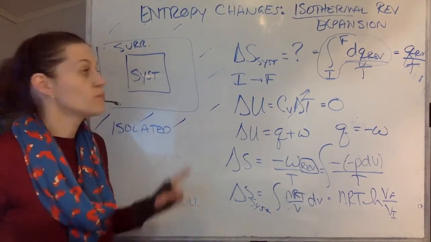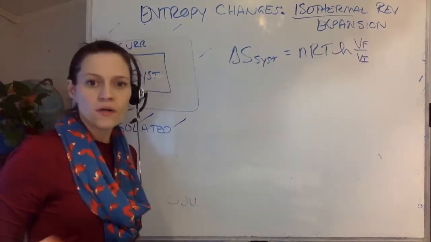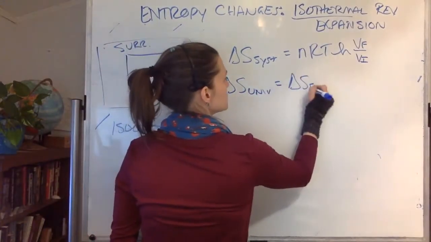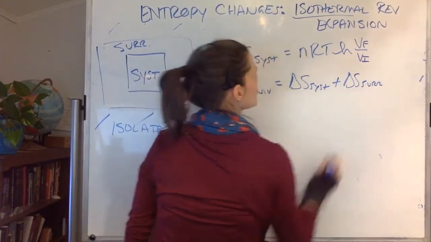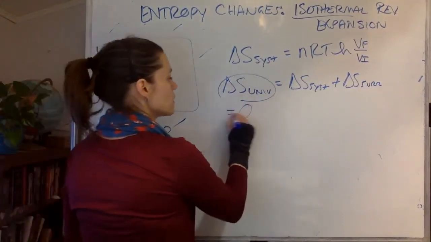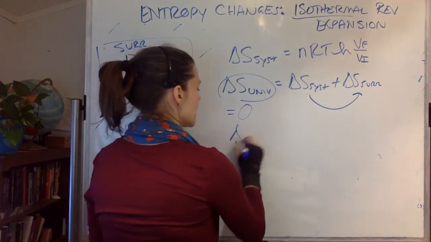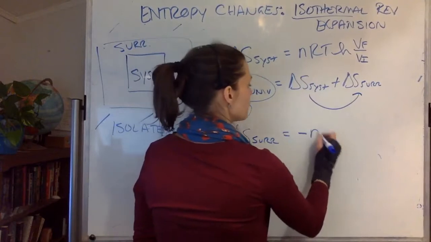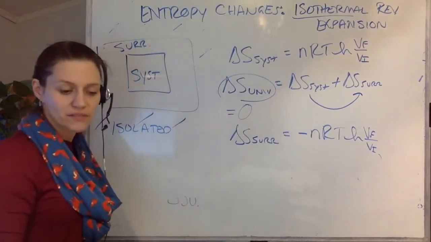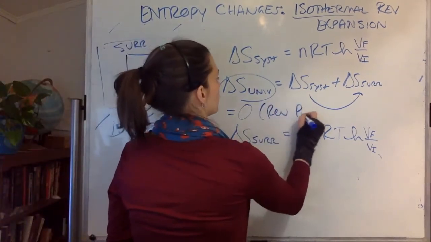Now, if I want to know what is my delta S of my surroundings, how would I find that? I know that delta S of my universe is equal to delta S system plus delta S surroundings, but I'm not gaining anything in delta S of the universe because it's a reversible isolated system. This is going to equal 0. So anything that leaves the system is going to go into the surroundings, which means that my delta S of the surroundings is going to equal a negative nRT log VF over VI, such that if I add them together, delta S of the universe, or delta S total, is equal to 0 for a reversible process.